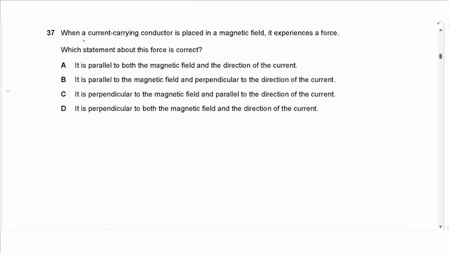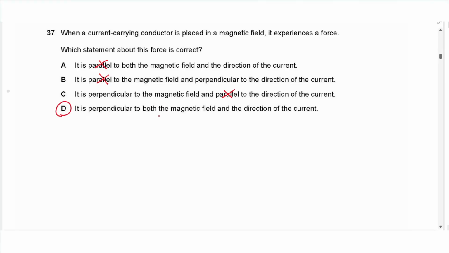Question 37 says when a current carrying conductor is placed in a magnetic field, it experiences a force. Which statement about this force is correct? Is it parallel to both magnetic field and current? No, it's not parallel to either of them. So any parallel here is wrong. So the answer is D.